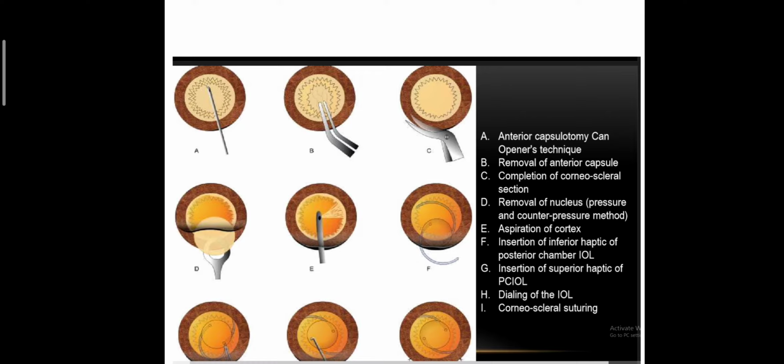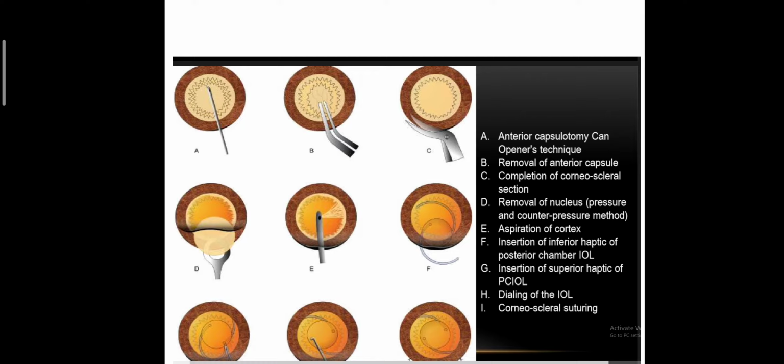So here the steps are, initially what they have shown is a capsulotomy. You can do a capsulotomy in the beginning. Capsulotomy has to be done before doing the incision. Hence the anterior chamber will be maintained, and a proper capsulotomy or capsulorhexis can be done. So coming to capsulotomy, there are different techniques. One is can opener capsulotomy, continuous curvilinear capsulorhexis, and linear capsulotomy.